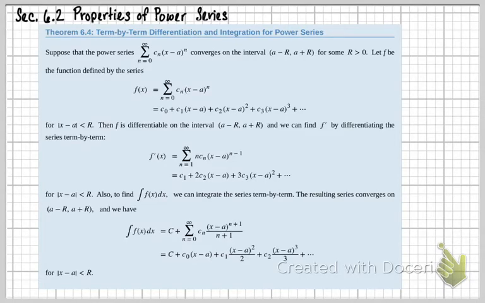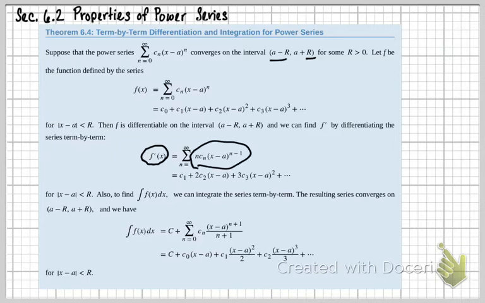Now let's take a look at these properties. This says, suppose that the power series, Cn (x minus a)^n, converges on an interval here to here, for some r greater than 0, let f be the function defined by the series. So now what it's getting at here, when I look below, it's saying I can think about the derivative. And I can take the derivative of a series.